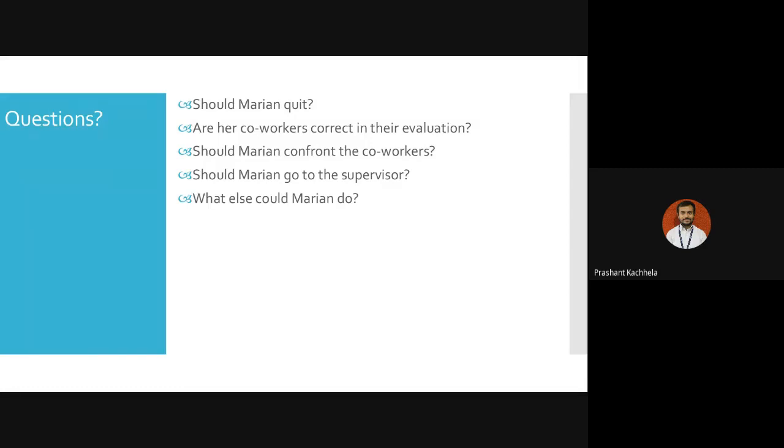Then the third question is: should Marian confront the co-workers? What do you suggest? Do you think this is the correct solution, confronting them, saying what you are speaking about me, tell me likewise? And then you can also discuss that. What's your point there? Ritesh is saying that no, this will make things worse. Okay. What about other people? Even females can also participate. Girls, do participate.